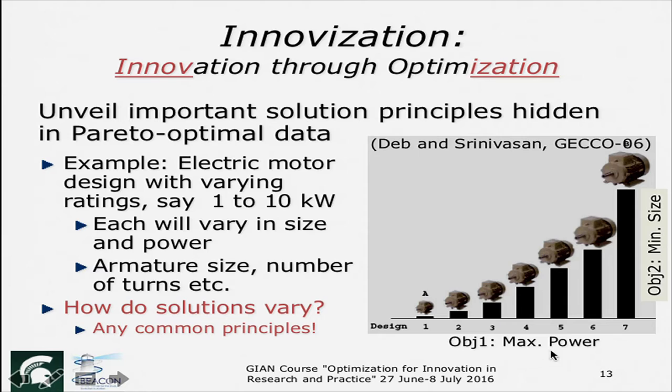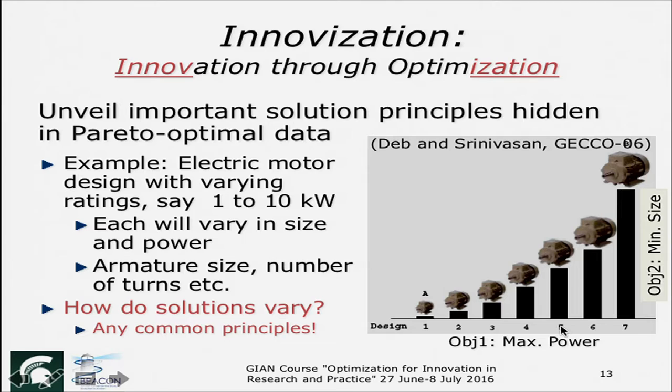So what you will have is a Pareto set which looks like this, right? You will have a very small motor which minimizes the size, but the flip side is that it also minimizes the power delivered. Now, if you take this one, it maximizes the power delivered with all other constraints that we had, and obviously it's going to be more bulky, right? So that's the trade-off, and you will get lots of other intermediate solutions.